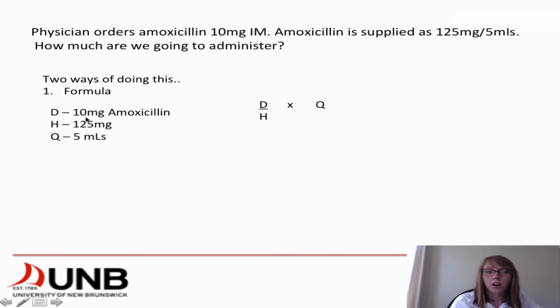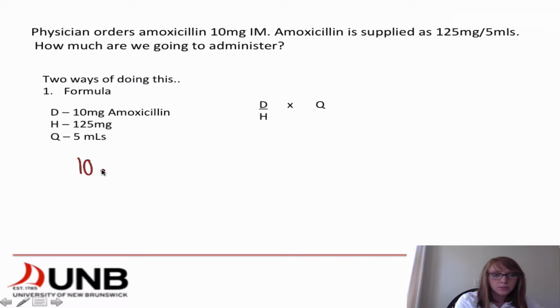So we have our D, or our desired. We want 10 milligrams of amoxicillin. We have 125 milligrams, and our quantity is within 5 mL. So we can draw this out and figure out how much we're going to be administering. Again, if it's under 1 mL, we round to the 100th. If it's over 1 mL, we're rounding to the 10th position. So let's do our math here.